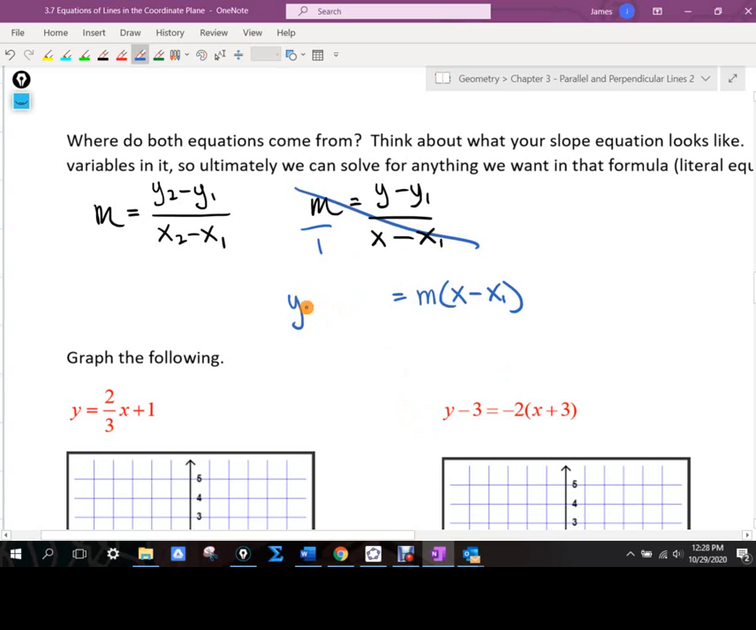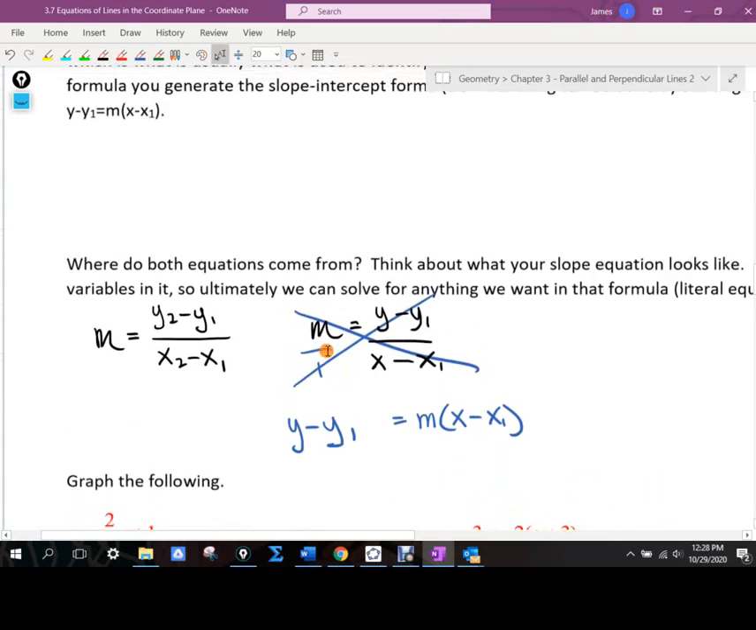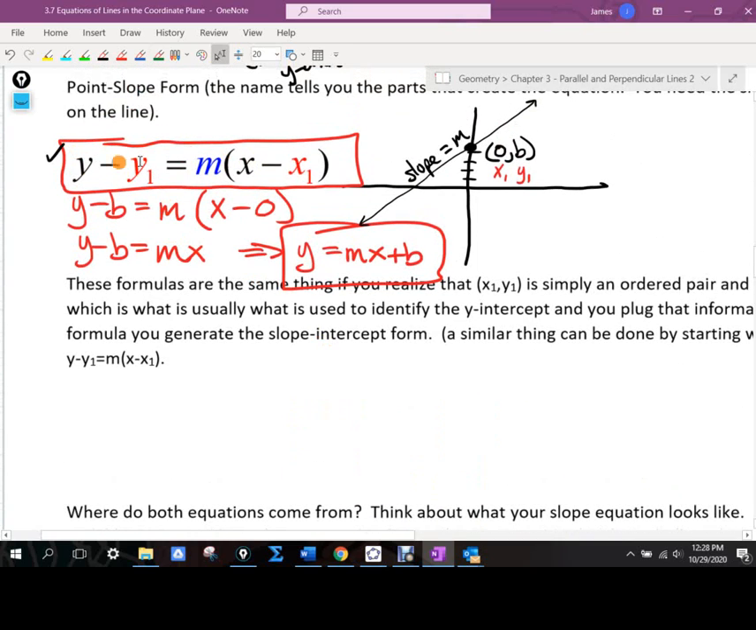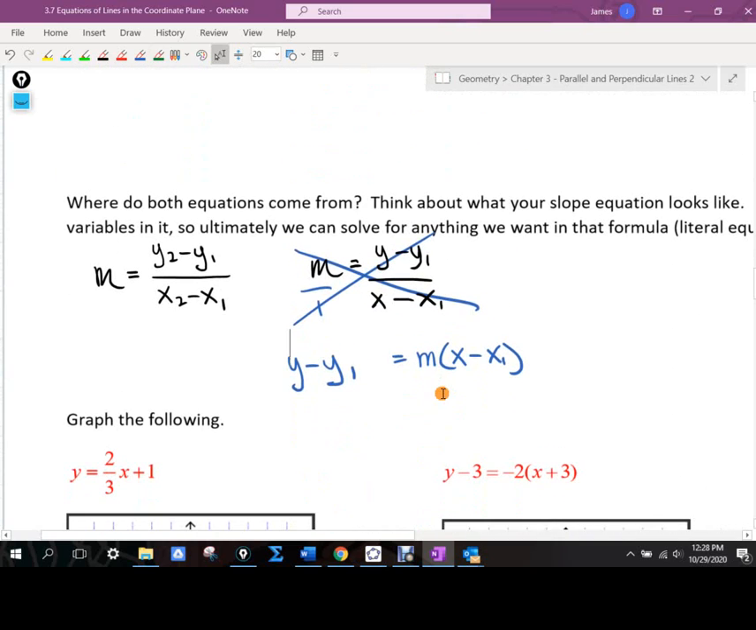Do I get y minus y1 when I cross multiply those two? Is that my formula that we had up here? It's the exact same thing, right? So your equations of your lines, they're just your slope, just redefined or solved for different variables. Instead of solving for m, we're solving for y.